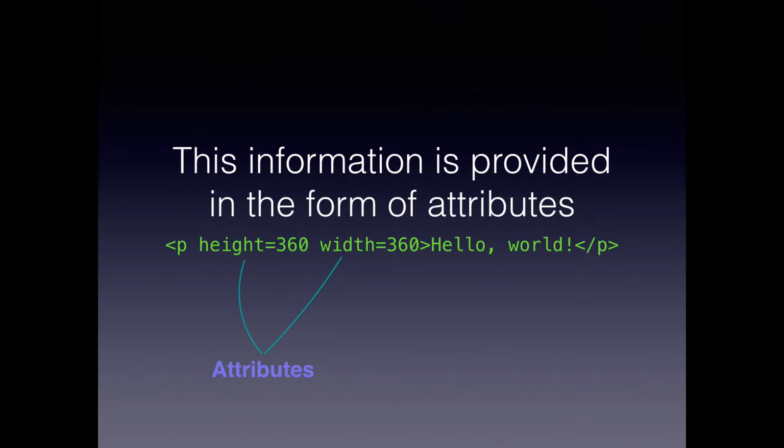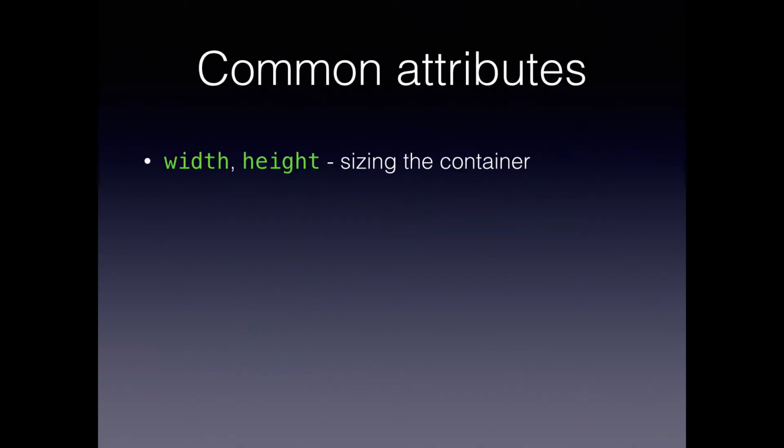Now, we have a demo at the end, but we're just going to take a quick look at some of the common attributes that are present in HTML. So we have width and height, which you have seen in the previous slide, which are used for sizing the container. We have style. This is one of the very important attributes that we're going to be using in future videos. This is mainly used for styling, such as colors, whether it be font colors or background colors or any other colors. It's used to style fonts and a whole lot more.